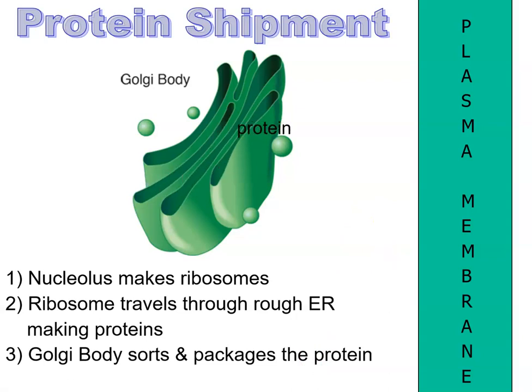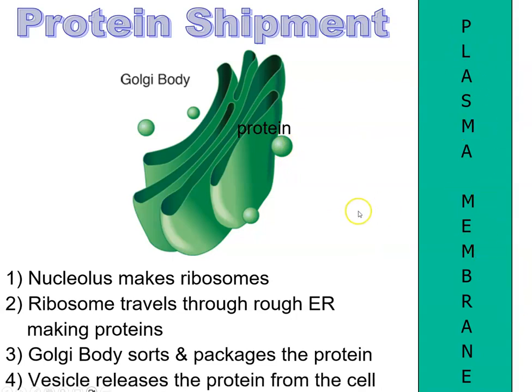See the animation of step 4. And now this is the plasma membrane, which is surrounding the cell. It will release the vesicle out of the cell by exocytosis. And so we're going to see it leave the cell there. So these are our 4 steps.